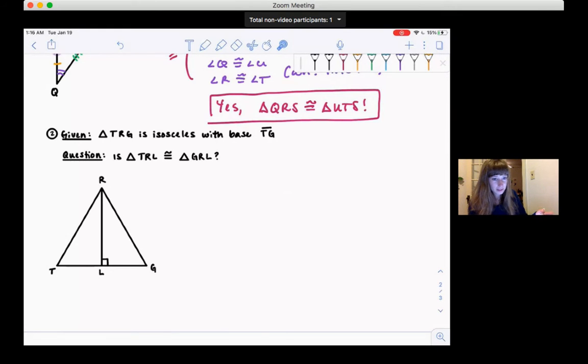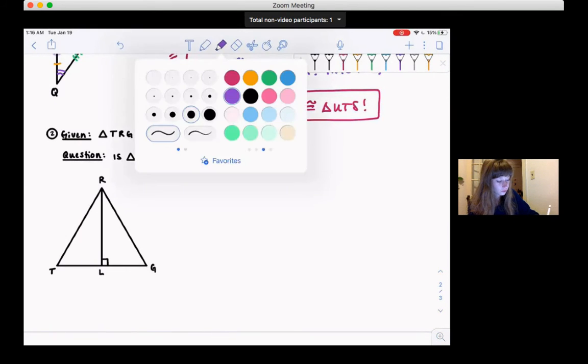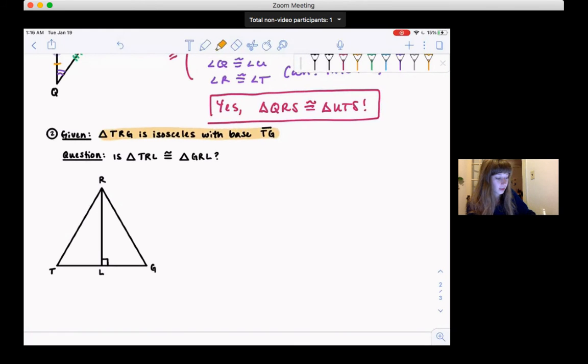We know that isosceles triangles have 2 congruent sides and 2 congruent angles, right? That's what the isosceles triangle theorem says. And the angles that are congruent are the base angles. So if TG is the base, our congruent angles would be angle T and angle G. And then the sides that are congruent are the legs, the not base sides. So we would have TR and GR.